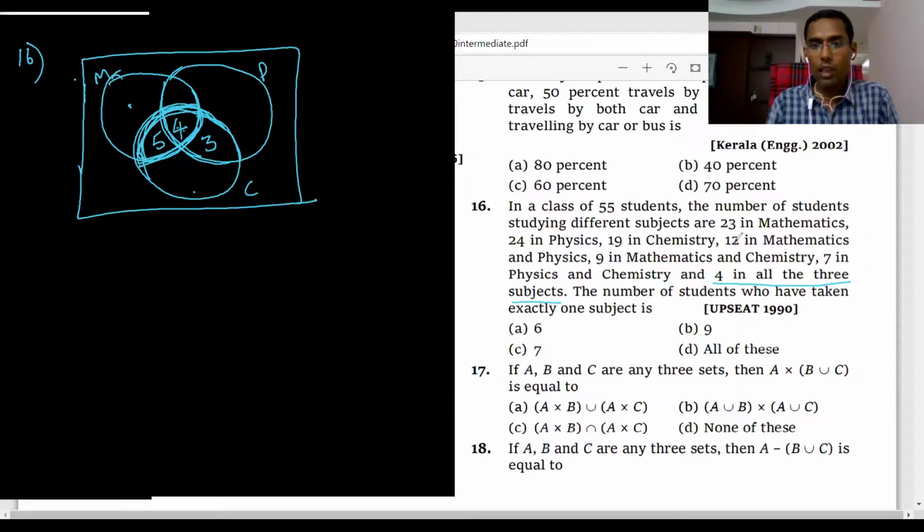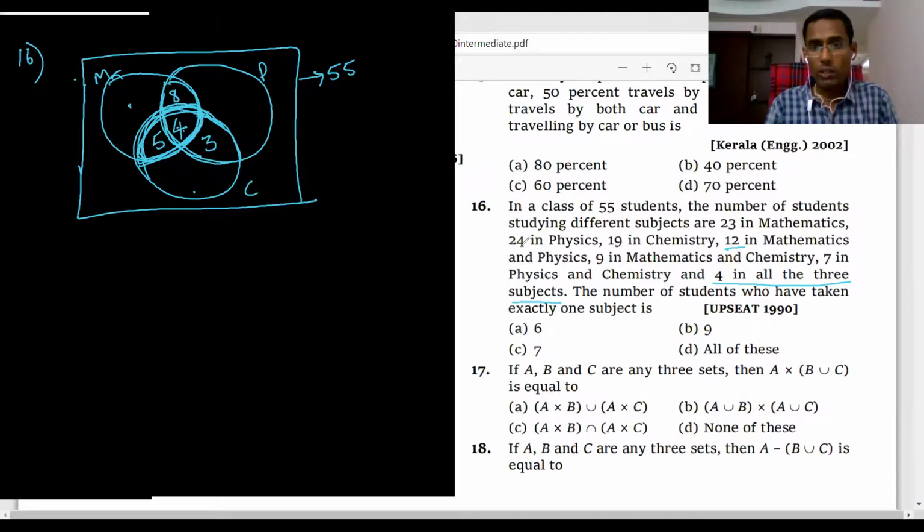12 in math and physics. Math and physics, this total is 12. From that, now this must be 8. Now, what is the total? 55. Total 55 means this total universal set contains 55 students.